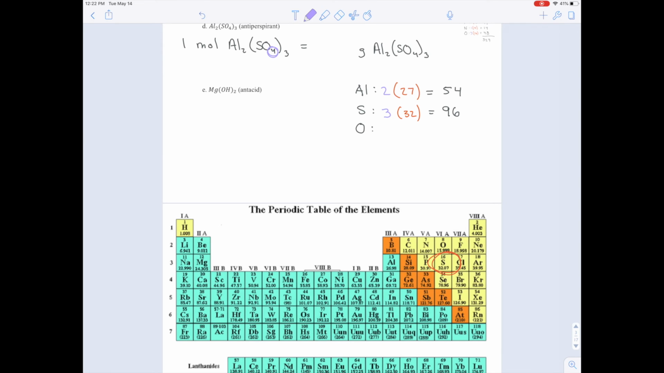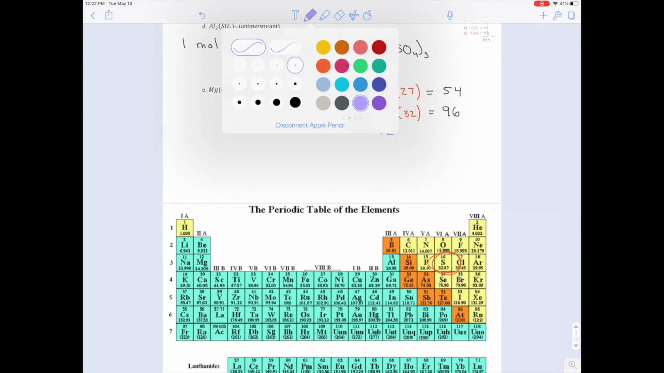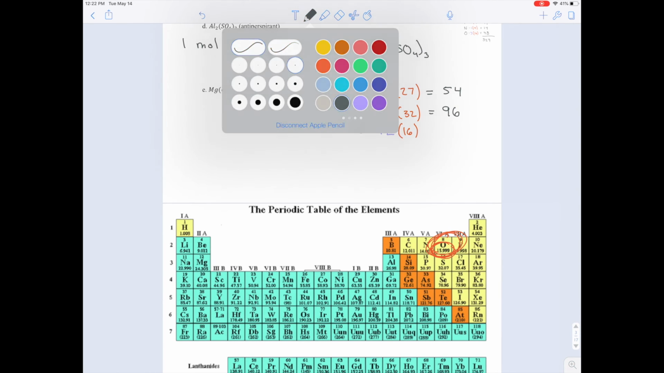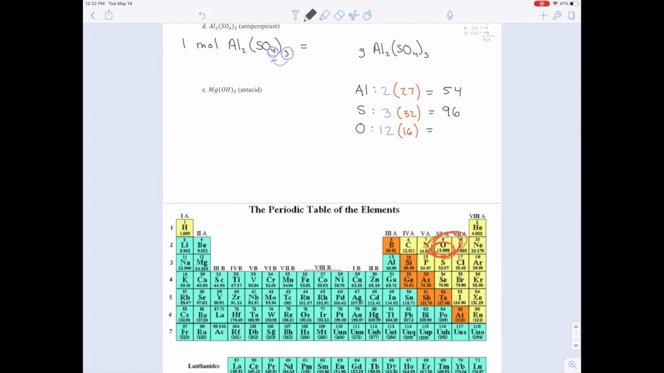Inside parentheses, we have 4 oxygens, but we have a 3 outside, so you have 3 of everything inside the parentheses. So you multiply 3 times 4, and you have 12 oxygens. So the number at the bottom right outside of the parentheses gets distributed to both of the elements inside. So 3 times 4, that's 12. And then if we look at the periodic table, oxygen, so we have 12 moles of oxygen. Each mole weighs around 16 grams. So 12 times 16, that is 192 grams coming from the oxygen in this compound.